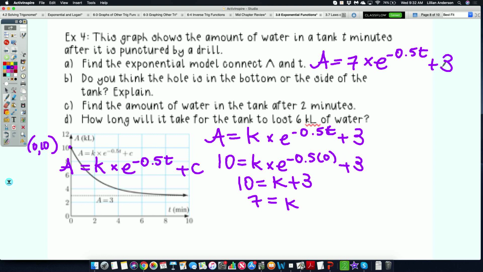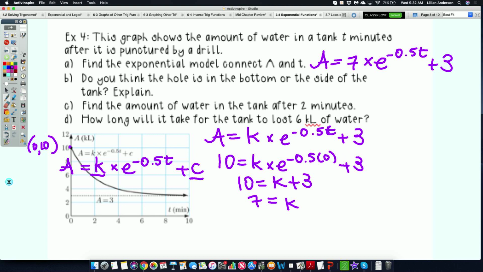Questions on that? What does it mean connect A and T? So we're looking for the actual equation that has A and T in it. In this particular case, we had the general form, but we just need to find out those missing pieces to actually create our full equation.